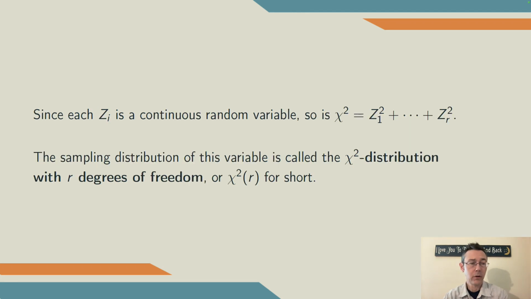Since each of the individual z-scores is a continuous random variable, so is chi-squared. When each of those observations is coming from a normal distribution, so those z's are actually z-scores in a standard normal distribution, then the sampling distribution of the random variable chi-squared is said to have a chi-squared distribution with r degrees of freedom, or chi-squared of r for short. Notice that we are using chi-squared in two different senses here: the distribution chi-squared of r and the random variable chi-squared. The context pretty much always makes it clear which one we're talking about, but it is something to be aware of.